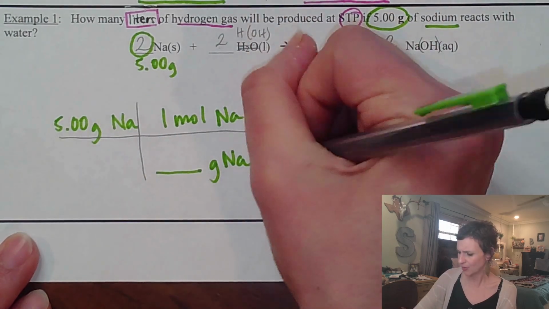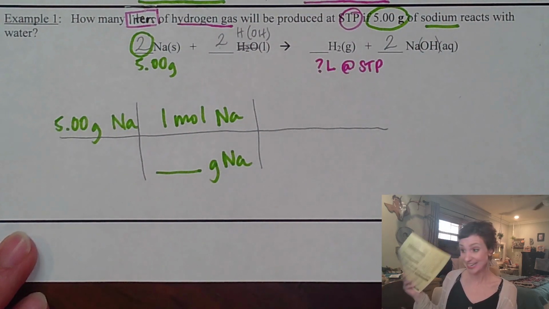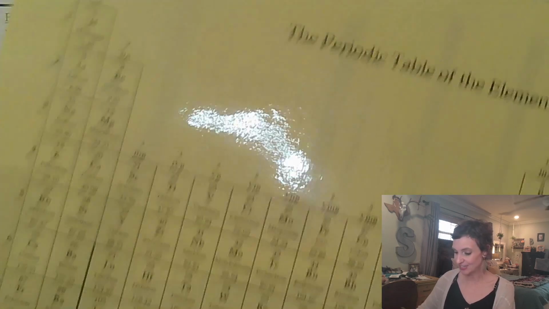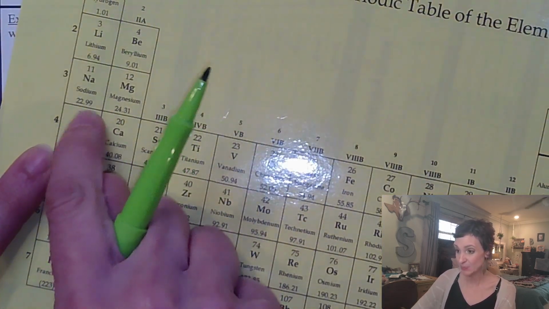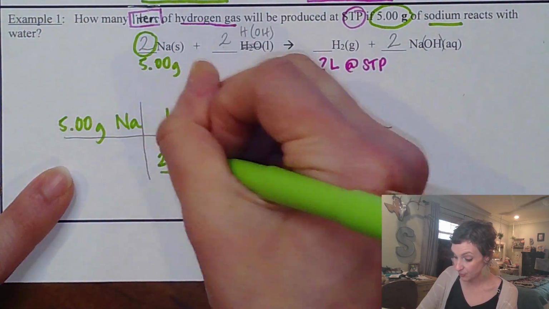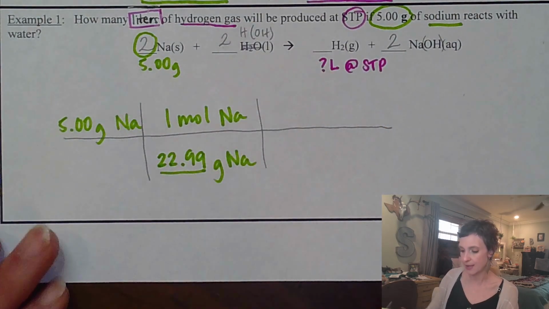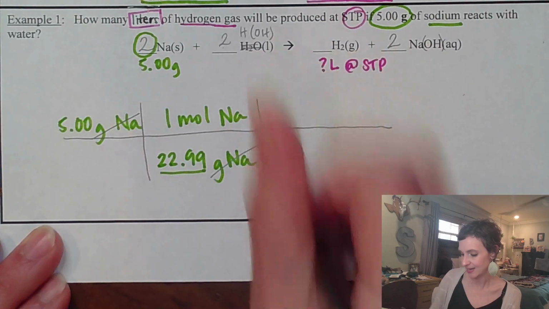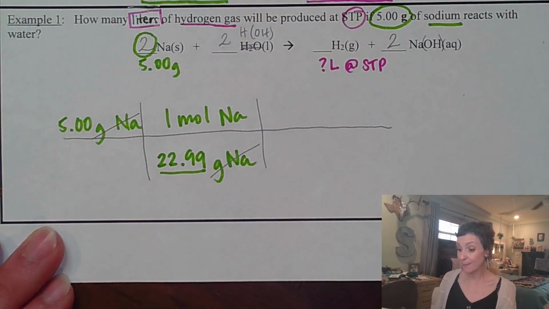And you're like, okay, well, what number do I plug in there? That's where our periodic table comes in handy. We just find sodium on our periodic table, and its molar mass is that decimal number of 22.99. So I can fill in 22.99, which is awesome and amazing. So I've canceled it out. Now I'm at my given's moles.